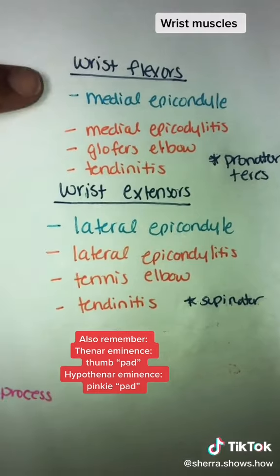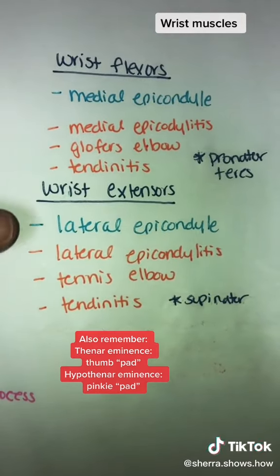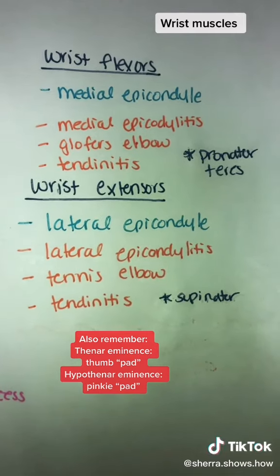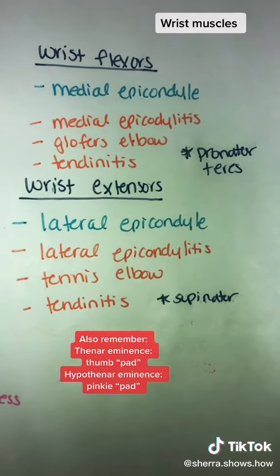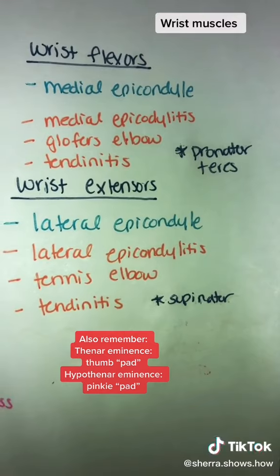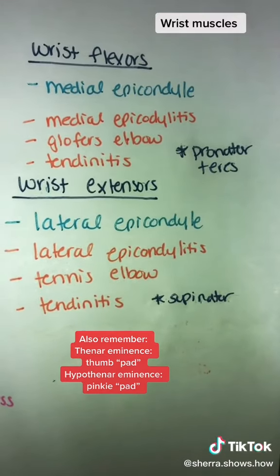So I can almost guarantee this is how wrist flexors and wrist extensors are going to come up. They don't usually throw those individual muscles around. They want you to focus more on the big, more important muscles.